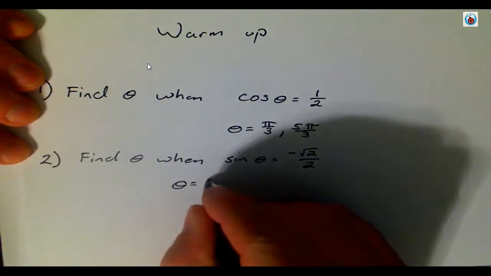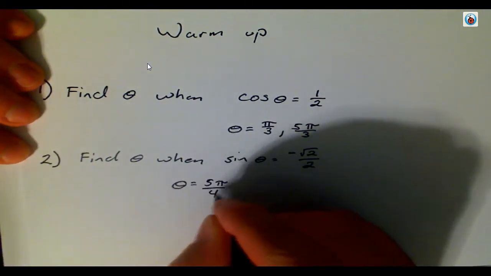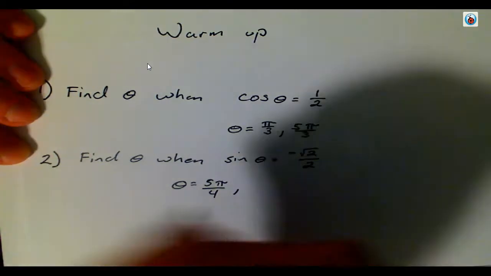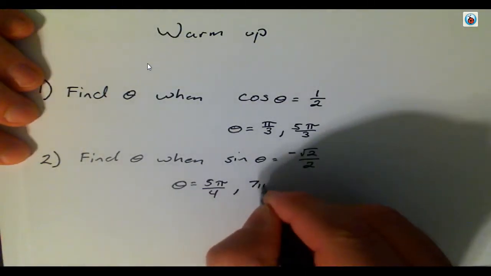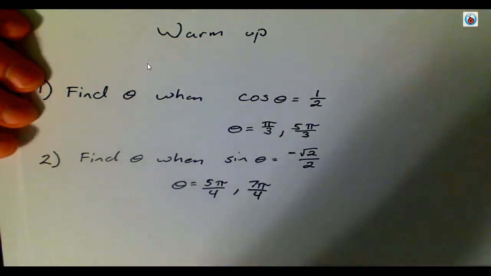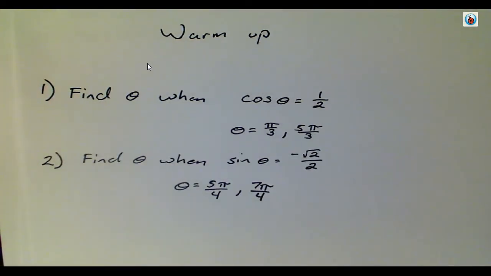Theta equals 5 pi over 4 and what was the other one? 7 pi over 4. There we go.